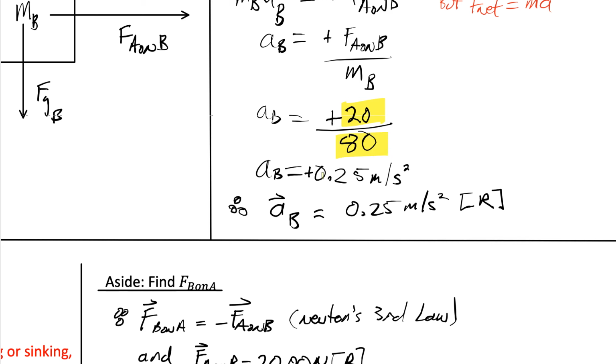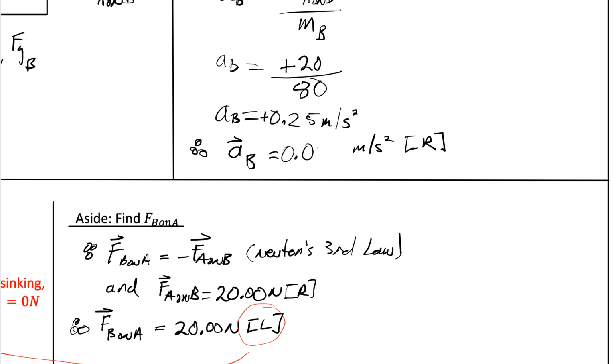Substituting our values in, we get an acceleration of positive 0.2500 meters per second squared, and apparently I am forgetting about my sig figs as well. And positive turns into right in this case.